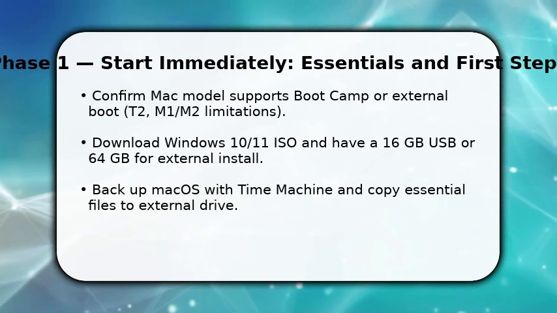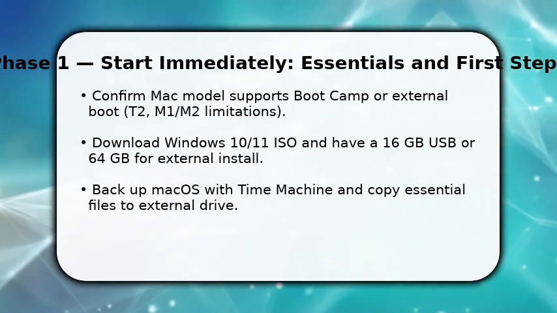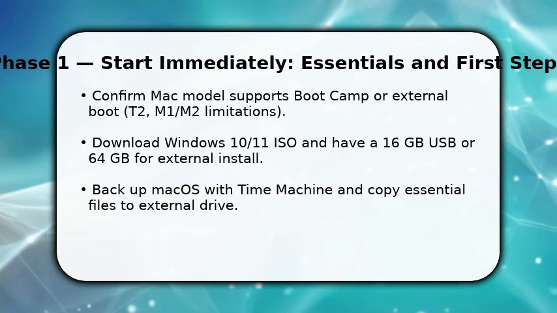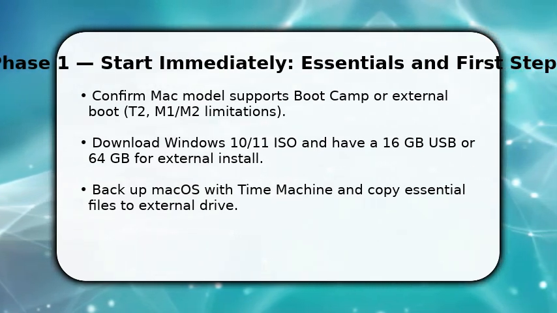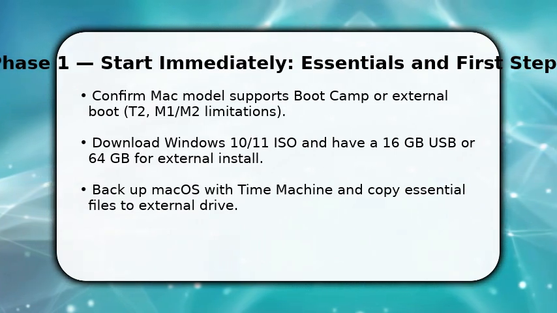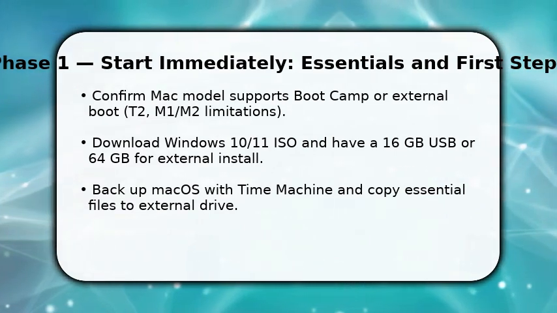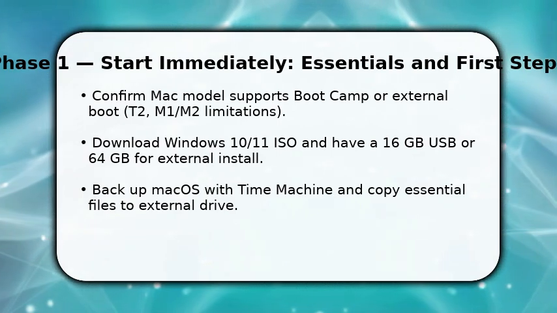Make a full Time Machine backup and duplicate critical documents to an external drive, because installs can erase partitions. Now you're ready to move into partitioning or preparing an external Windows installer. Don't skip the backup step. It's the safety net if something goes wrong.